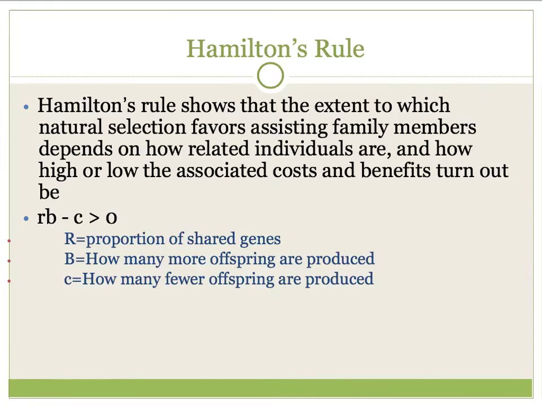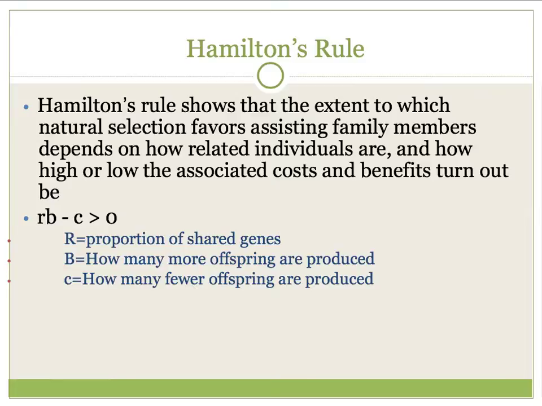Hamilton's rule shows that the extent to which natural selection favors assisting family members depends on how related individuals are and how high or low the associated costs and benefits turn out to be. Hamilton's rule is represented by the equation RB minus C is greater than 0, where R is the proportion of shared genes, B is the benefit that the genetic relative receives from traits associated with allele X, and C is the cost accrued to the individual expressing the trait.